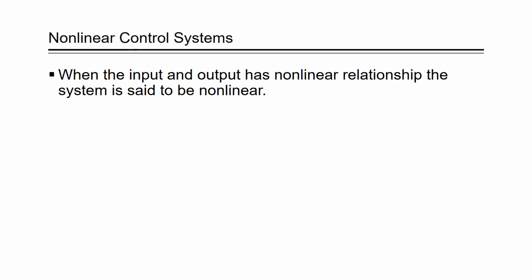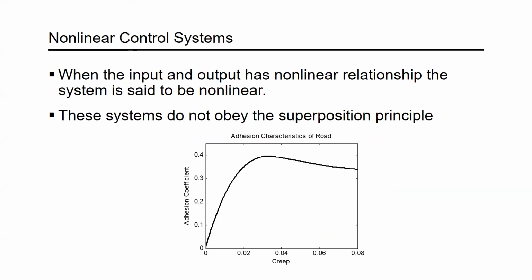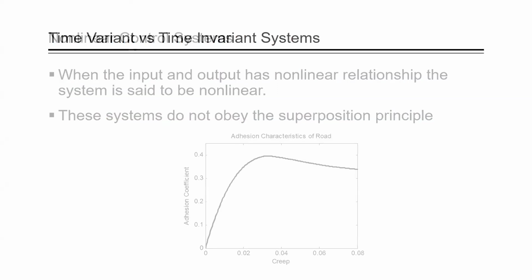Now, when you look at nonlinear control systems, the input and the output do not have a linear relationship. The relationship is nonlinear, and they do not obey the superposition theorem. So you can see a graph of adhesion characteristics on the road, where you're plotting against the adhesion coefficient. This is a nonlinear relationship from the graph because it's not reflected by a straight line.